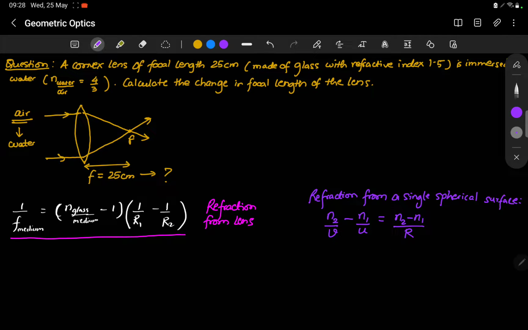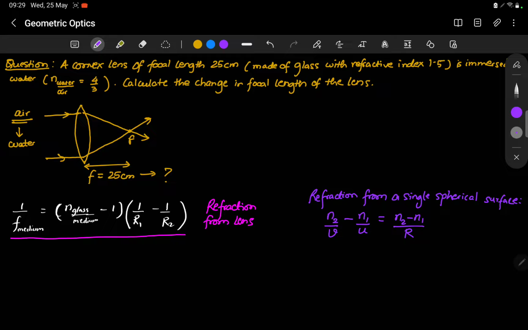This is refraction from a single spherical surface having radius of curvature r. N2 is the refractive index of the second medium, the medium in which the ray enters after refraction. N1 is the first medium, the medium in which the ray is originally present. So it starts from medium 1, goes into medium 2, and refraction happens. So this is the sequence.